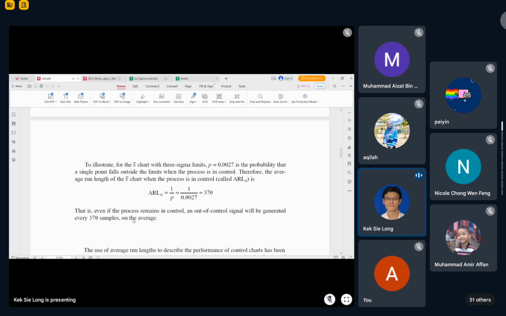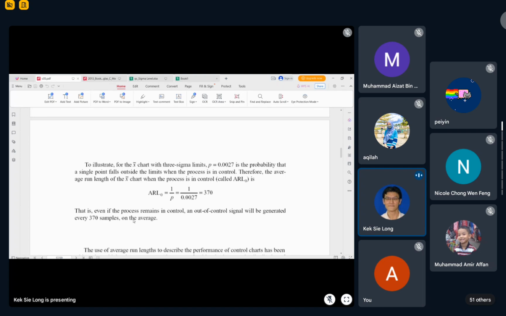So now come back to this 370. It means that we collect the data, we do the sampling, until we have collected 370 samples on average, then we might get an out of control signal. Again, you can see how amazing the mathematics is, especially in quality control.